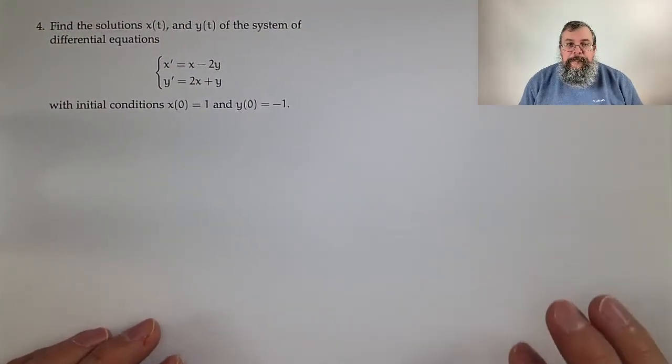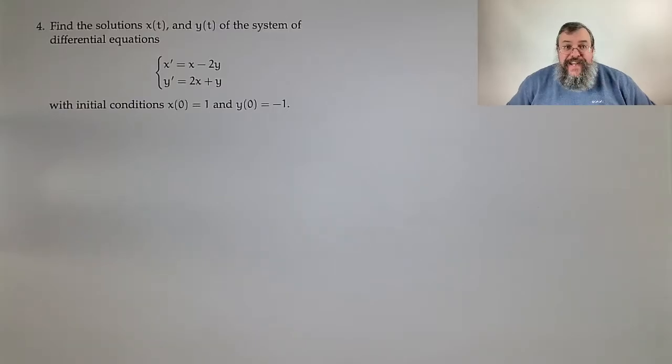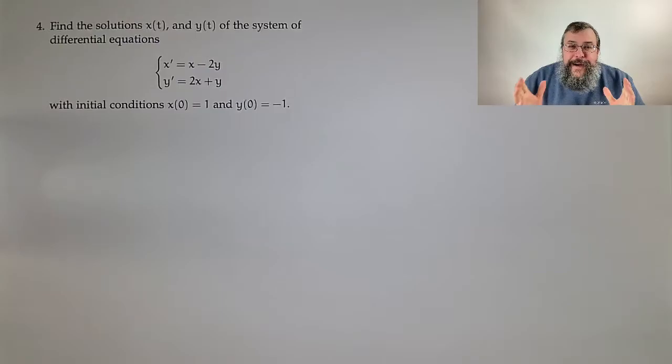Number 4. Find the solutions x of t and y of t of the system of differential equations x prime equals x minus 2y, y prime equals 2x plus y, with initial conditions x of 0 equals 1 and y of 0 equals negative 1. All right, well, let's figure it out.